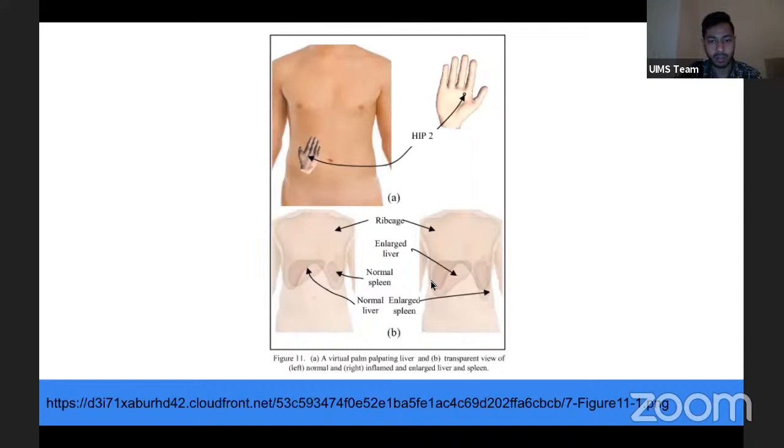So this is how we palpate the liver here. We're starting from the right iliac fossa, superior to the superior iliac spine, and using the flat radial edge of our hand, we are palpating the abdomen.